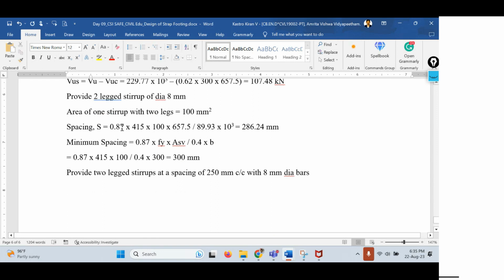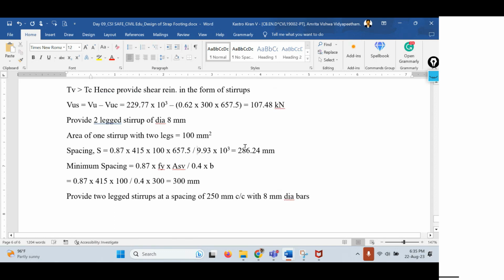So spacing will be 0.87 Fy B into D divided by, that is not area of steel, VUS value, that is 107.48. So if you solve this one, it will be 220.86 mm square. Sorry, 220.86 mm. That's the spacing value. And the minimum spacing, if you solve, 0.87 Fy ASV.